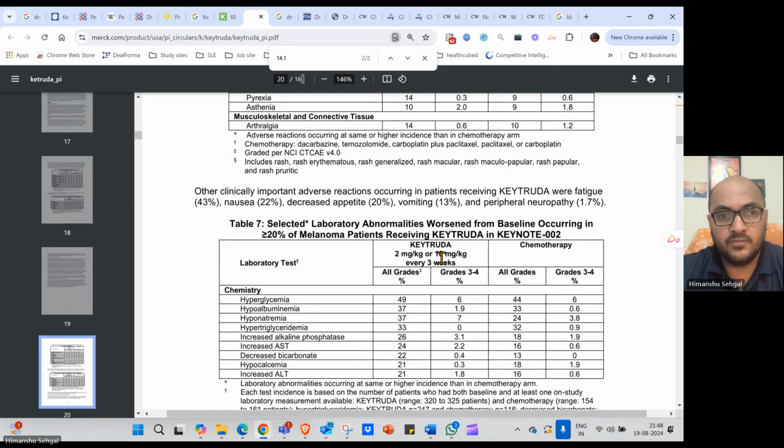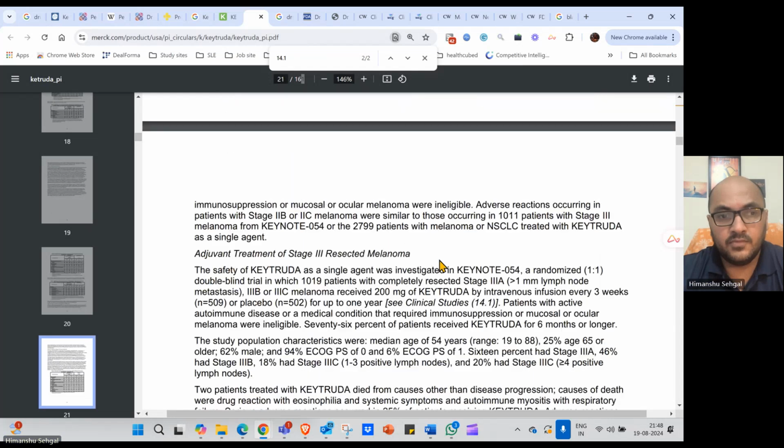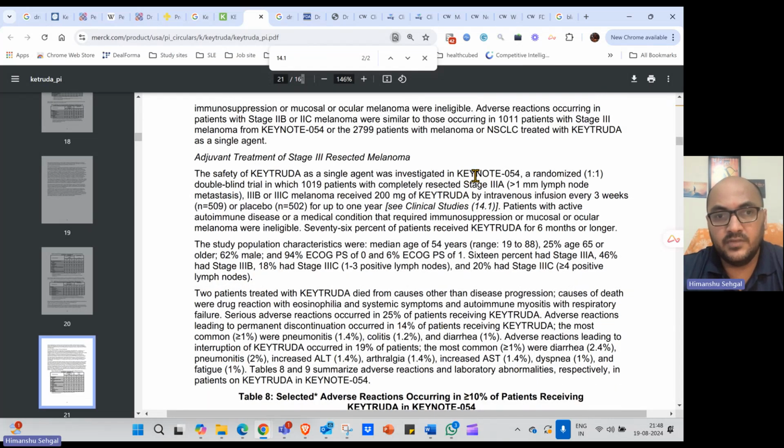Then we have adjuvant, you can see 5054, and so on and so forth. So this is a detailed source.